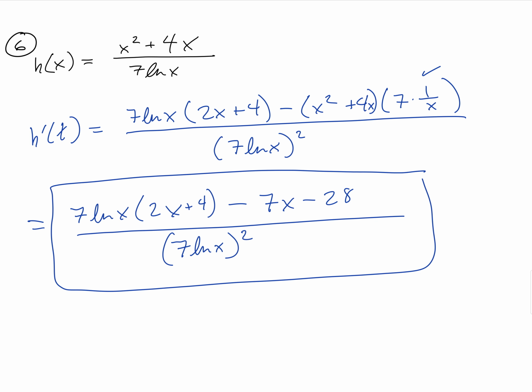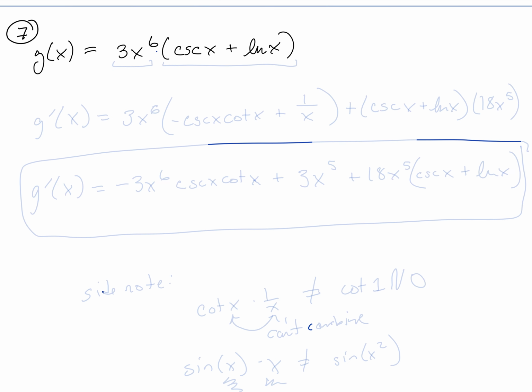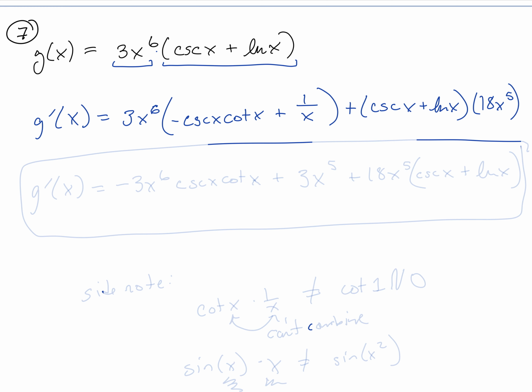And then last one, so here is a product rule, and we could distribute and then do the product rule twice, or we could leave it as this, and then this is just our first function and our second function. So g prime of x is equal to the first, 3x to the 6th, times the derivative of the second. Derivative of cosecant is negative cosecant x cotangent x, plus derivative of natural log of x is 1 over x. So first times the derivative of the second plus the second, cosecant x plus ln x, times the derivative of the first, 18x to the 5th. And so that is our derivative.